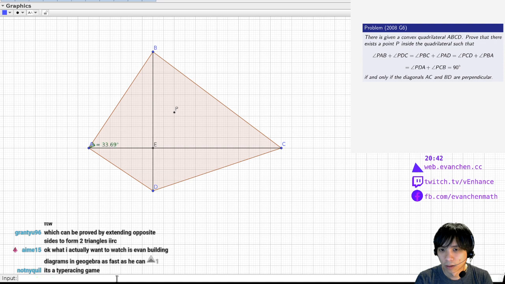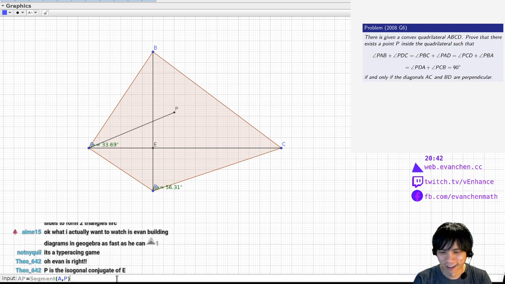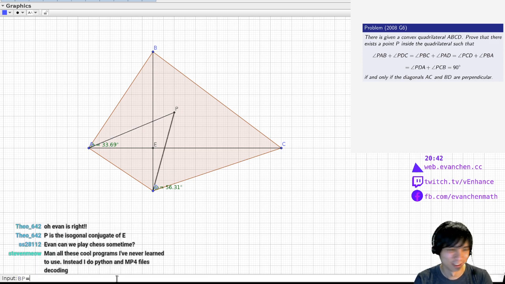PAB, angle CDP. We got it! Yeah, I found P! It's the isogonal conjugate. That was a very lucky guess. Well, actually, I don't know. I felt like it had to be, or something. I couldn't think of what other point it would be.